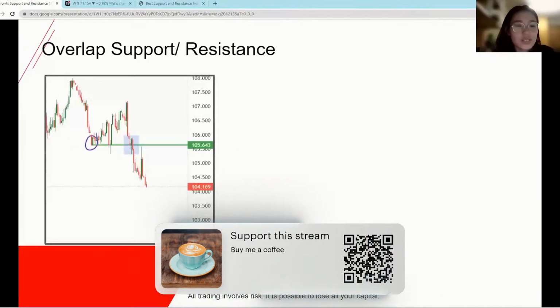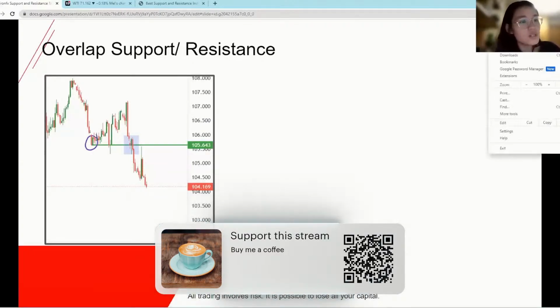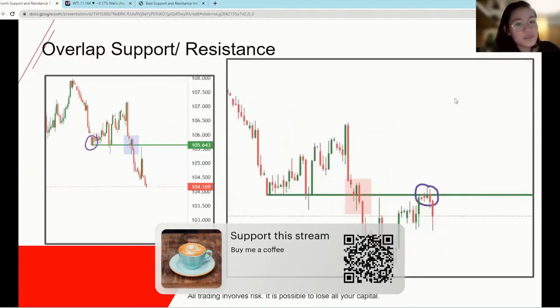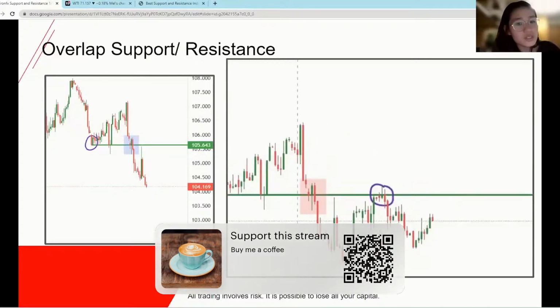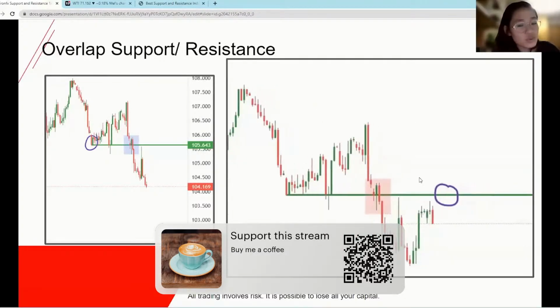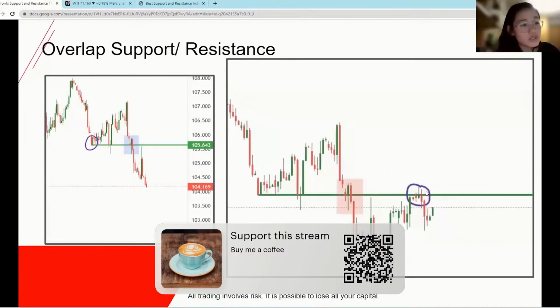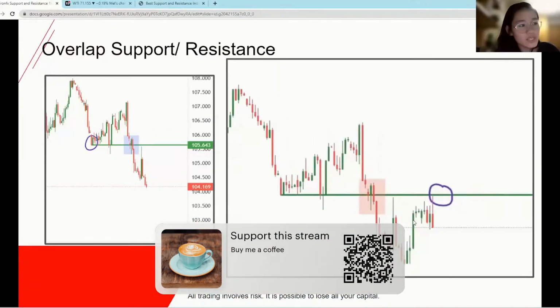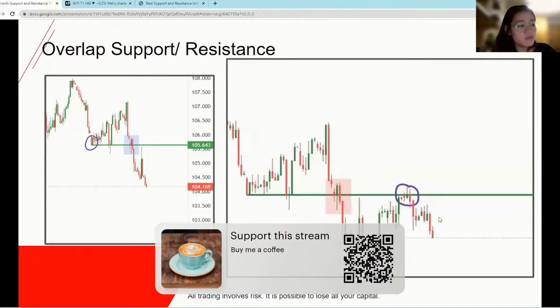Okay, let's go ahead and look at some more examples. So here we have a swing low support that becomes a pullback resistance once price breaks the support at 105.643. Here we can see how price breaks the support level. So it breaks the support and then it pulled back or retraced back to that level and it reversed off of the level again. So once it reverses off it, it is now an overlap resistance.